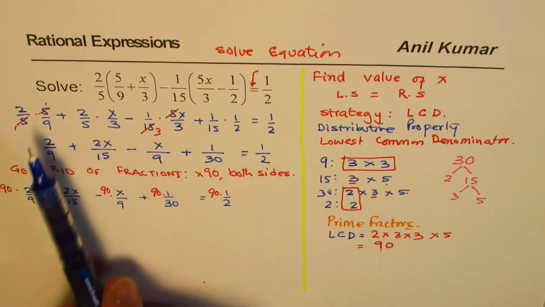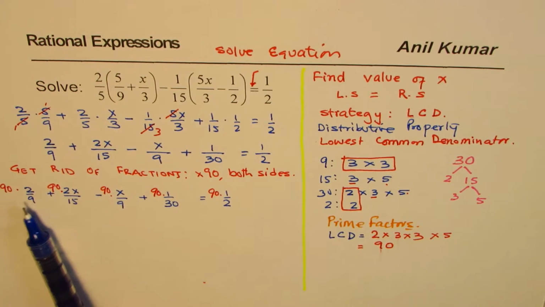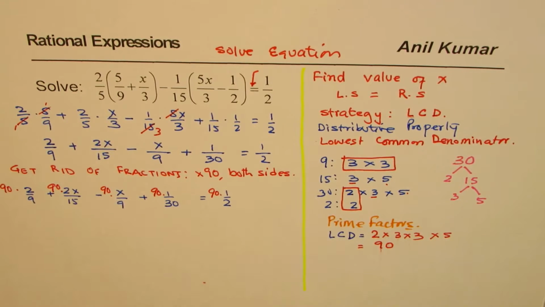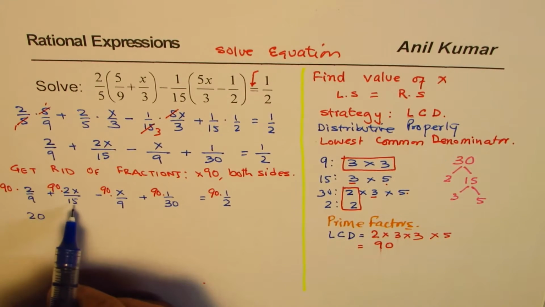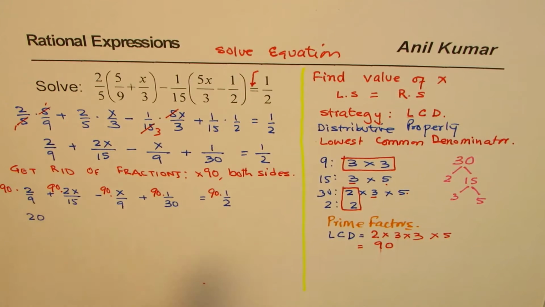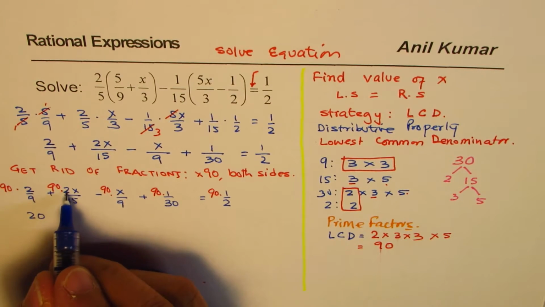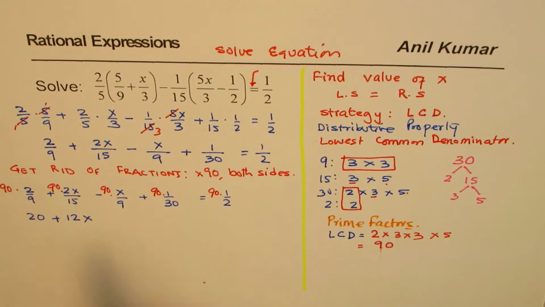At this stage, just as we simplified and wrote the equation, we'll do it again. So 90 divided by 9 is 10. 10 times 2 is 20. So we get 20 here. In this particular case, 15 times what is 90, right? 15 times 6 is 90, correct? So we get 6 times 2, 12. So we could write this as 12x. You get an idea, right?